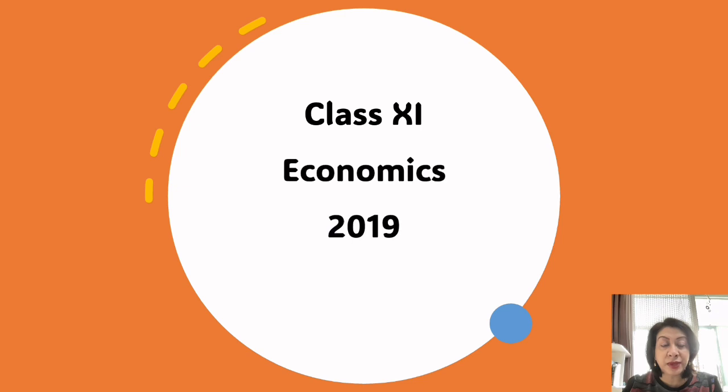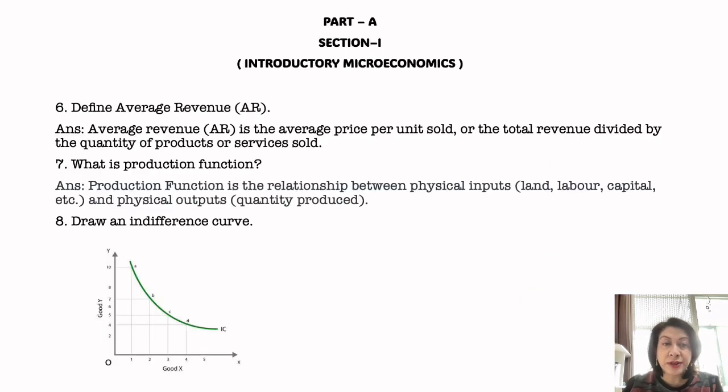We will begin with the 2019 question paper. The first part will be on introductory microeconomics. Let us look at the questions. First question, you are asked to define average revenue. So how do we define average revenue?